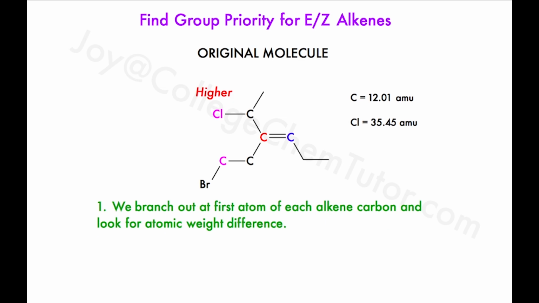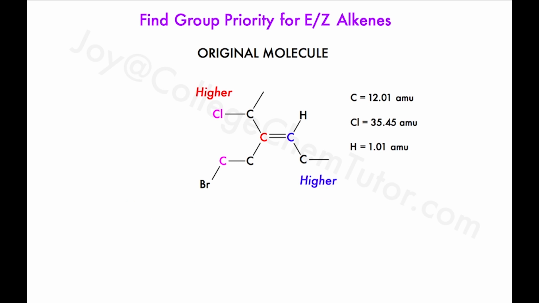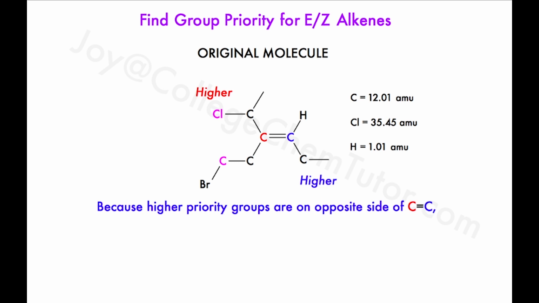If we go to the other side, to the blue alkene carbon, the first atoms branched out are a carbon and a hydrogen. And because hydrogen has an atomic weight of 1.01 AMU, we don't need to move on to look at the second branch atom. We can stop here. And because carbon's heavier than hydrogen, the bottom group of the blue alkene carbon would be considered the higher priority. Because the higher priority groups are on opposite sides of the carbon-carbon double bond, that would make the alkene an E alkene.